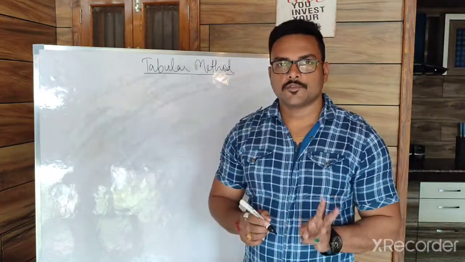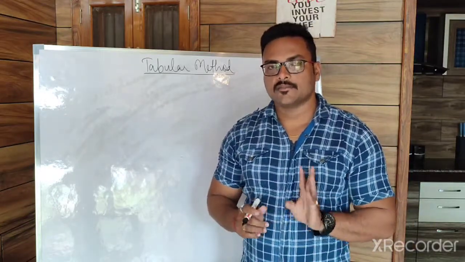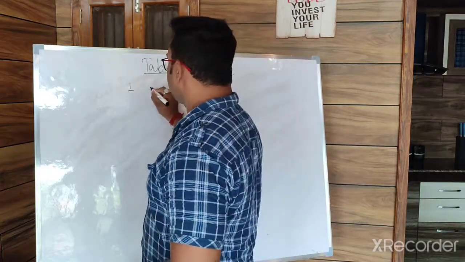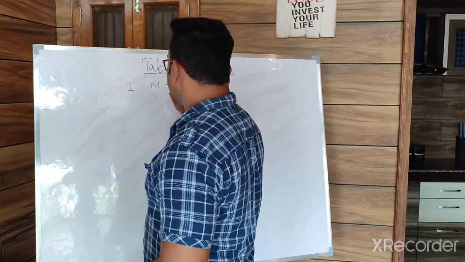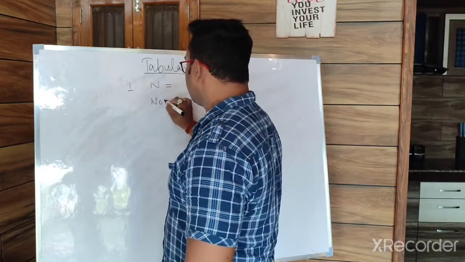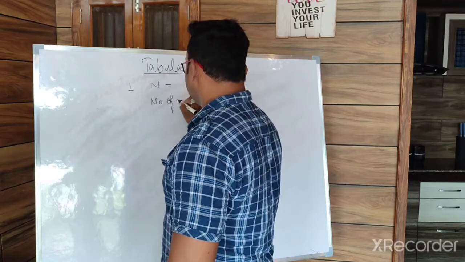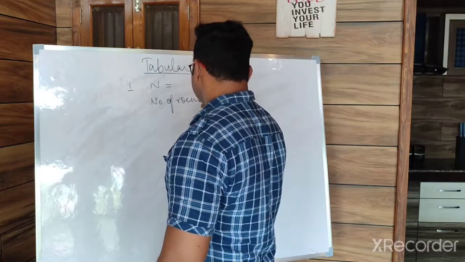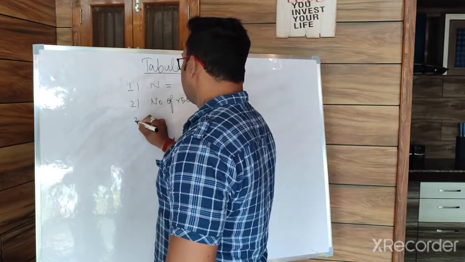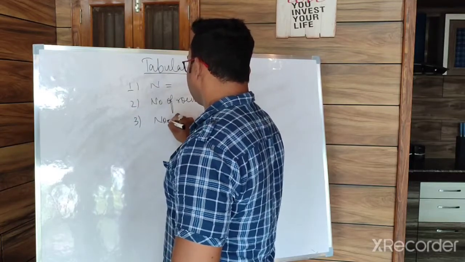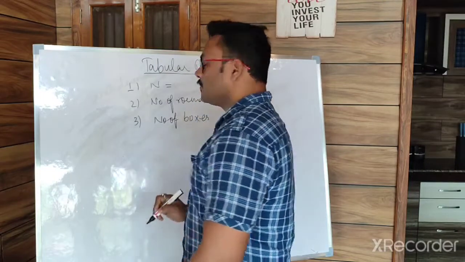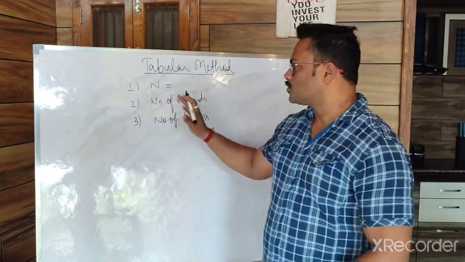First of all, you have to calculate three very important things. First, the number of teams, second, the number of rounds, and third, the number of boxes. Okay, so like that we are supposed to make it.